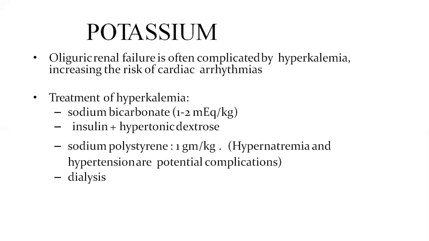For potassium level, how to treat hyperkalemia, which could be present. Oliguric renal failure is often complicated by hyperkalemia, increasing the risk of cardiac arrhythmia, and its treatment should be administration of sodium bicarbonate, insulin, hypertonic dextrose, sodium polystyrene, and dialysis may be used.